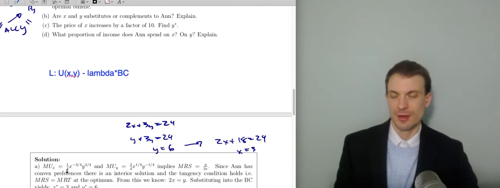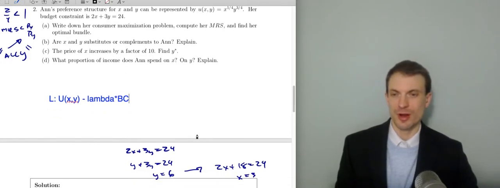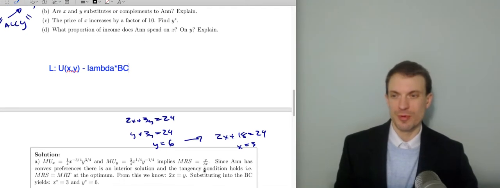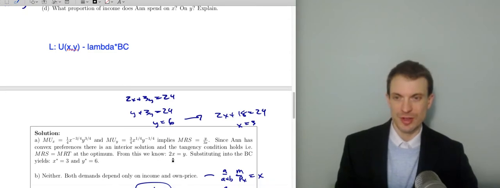That's this right here. If you divide one by the other, this divided by that implies our marginal rate of substitution is going to be y over 3x. With Cobb Douglas, the marginal rate of substitution is always going to be y over x and then some constants, or x2 over x1 and some constants. So the 4's cancel, I'm left with that 3. That's what that's from. Set that equal to our price ratio, which is 2/3, and that boils down to our tangency condition, which is going to be 2x is equal to y.